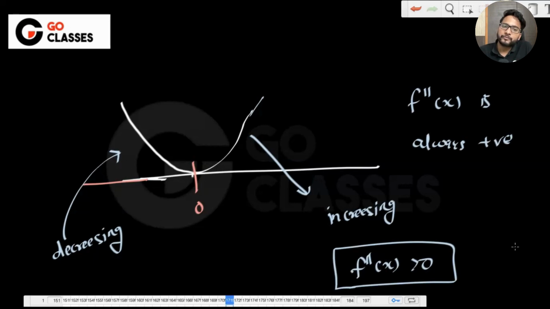What can you say? You can say things about f'(x), whether f'(x) is increasing or not. So here in x square, if you notice, f''(x) is always greater than zero, which means the slope is always increasing.